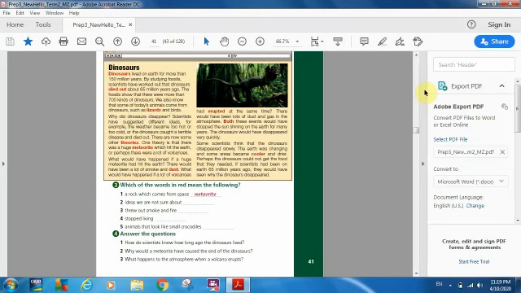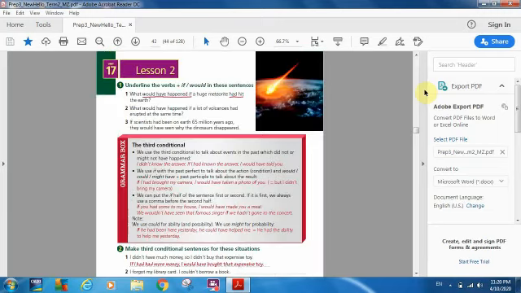Now, answer the questions. How do scientists know how long ago the dinosaurs lived? They know this by studying fossils. Yes. Fossils are the remains of animals and plants. Two, why would a meteorite have caused the end of the dinosaurs? There would have been a lot of smoke and dust, and this would have stopped the sun shining on the Earth. Three, what happens to the atmosphere when a volcano erupts? There is a lot of dust and gas in the atmosphere. That's right.